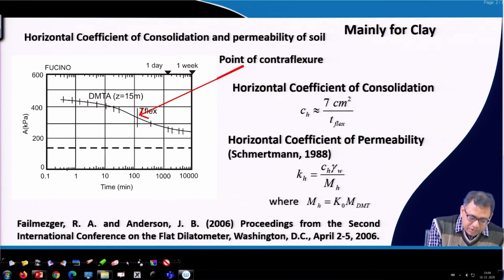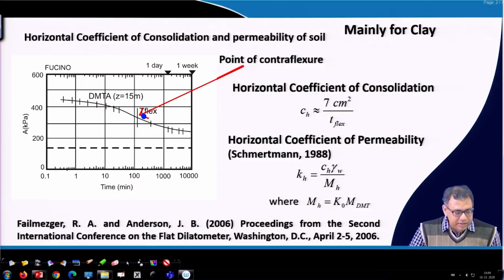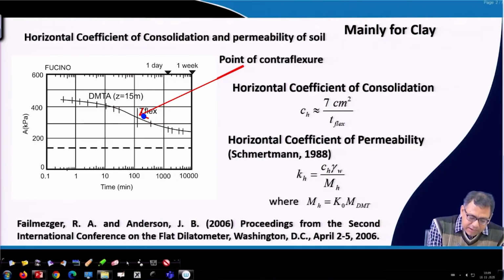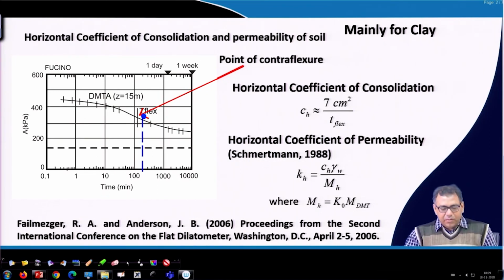So, this point of counterflexure we have to identify by plotting this A reading and the time. This is the point of counterflexure, that means where your curvature changes. So, identify that point and the corresponding time will give me the T flex. You put this and you will get the horizontal coefficient of consolidation.